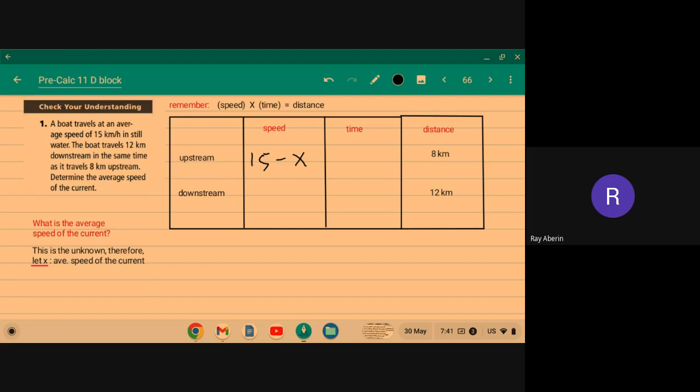Now downstream, what is the speed of the boat? Well, it is going with the current, so the speed of the boat is 15, and it is increased by the speed of the current. So now the speed of the boat is actually 15 plus x. That is how you do it in math.